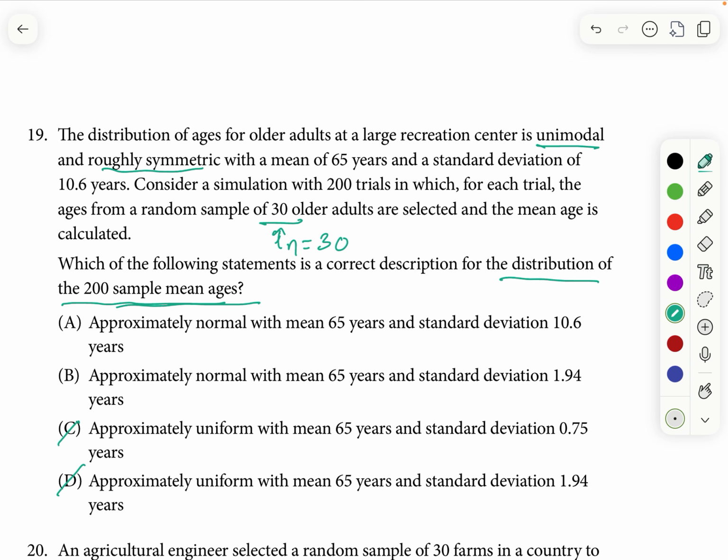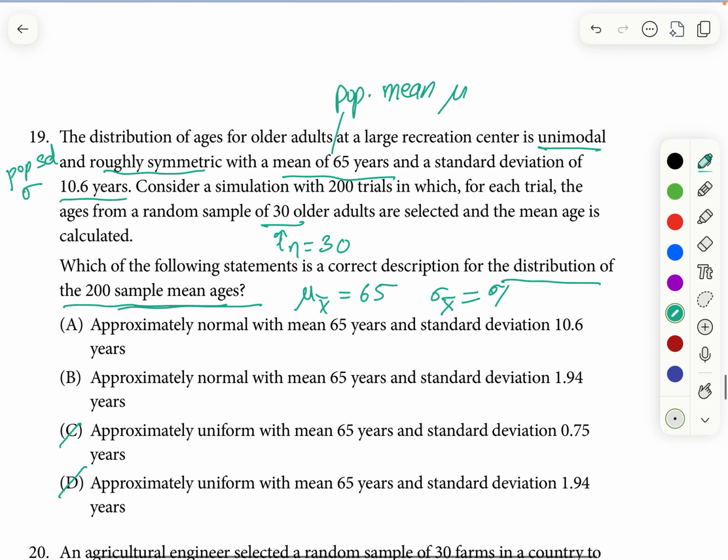So it says the mean is 65 years, that's the population mean, mu. And the population standard deviation is 10.6. And it's asking for the distribution of the sample mean ages. Well, we know the distribution of the sample mean, it's the same mean, so mu x bar is 65, and the standard deviation of the sample mean, so that's sigma sub x bar, is sigma divided by the square root of n. So that's going to be 10.6 divided by the square root of 30. And that ends up being approximately 1.94. So the answer is B.